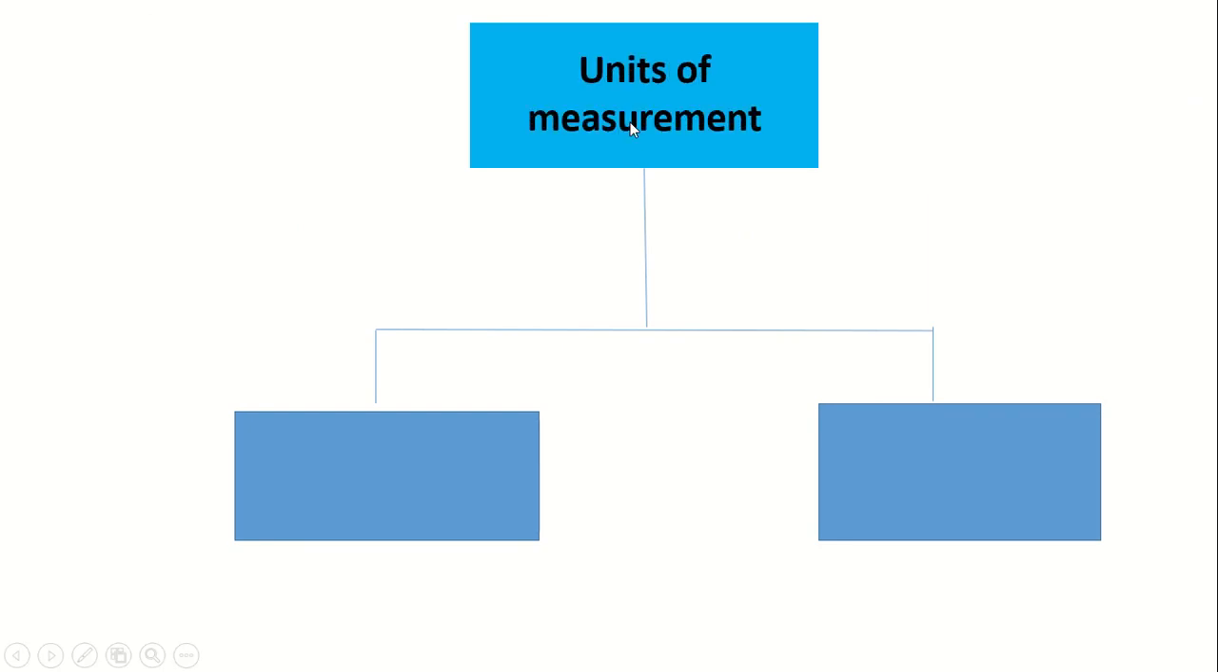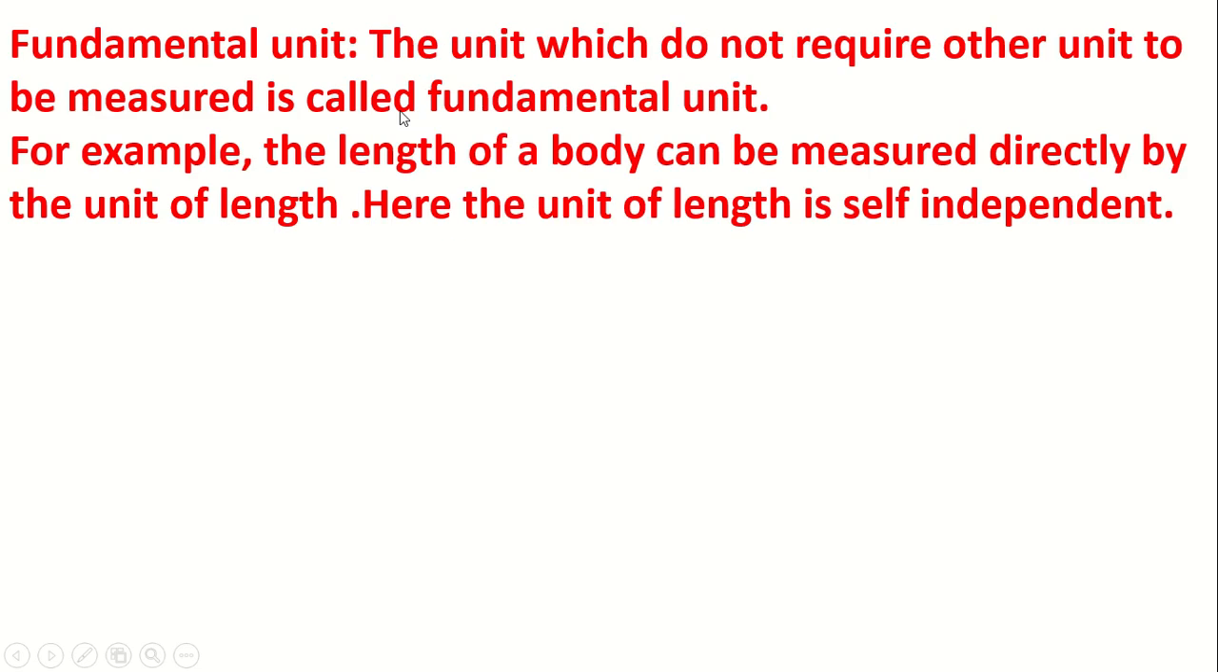Now, types of unit. Units of measurement is of two types: fundamental unit and derived unit. Now I will explain you fundamental unit. The unit which does not require other unit to be measured is called fundamental unit.